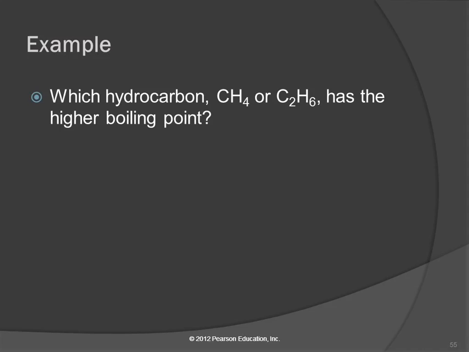So you should be able to answer questions like this. Which hydrocarbon has the higher boiling point? These are similar molecules. They're both just carbons and hydrogens. Which one do you think is bigger? CH4 or C2H6? C2H6 is very reasonable to say, well, that's the bigger one, right? Because its molar mass is greater. So this one is larger.